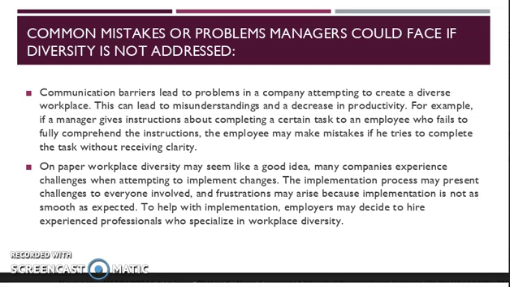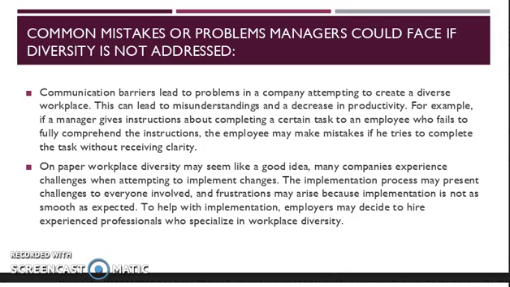For example, if I were to give instructions about completing a certain task to one of my employees who fails to fully comprehend what I'm saying or asking of them, then the employee may make mistakes if he tries to complete the task without receiving clarity. And we just want to minimize our mistakes and also minimize the communication barriers. As well, I'm going to have to learn how to talk with certain people, to break it down in words that maybe they'll understand, and then they tell me if they don't understand what I'm talking about.